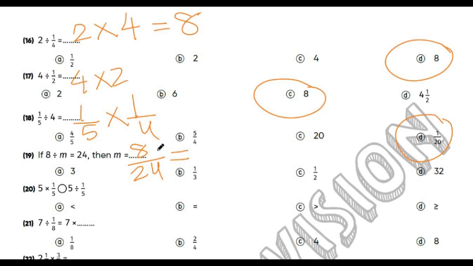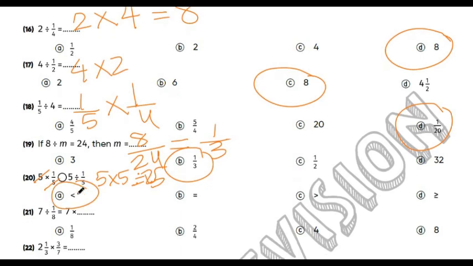We will have to simplify this. 8 divided by 8 equals 1, 24 divided by 8 equals 3, so the answer will be 1 over 3. 5 and 5 will be 1. Now this answer is 1. Divide, we have to keep, change, flip, so it will be 5 times 5, which equals 25. So it is clear that this one is greater and this one is smaller. The 1 is smaller than 25.